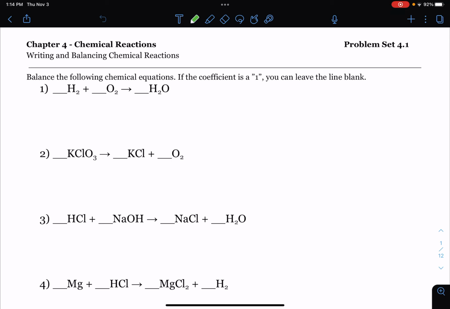You can see that you have 2 substances that are creating or forming one substance. This is a synthesis reaction. You can also call it a combination reaction. Problem 2 is a decomposition reaction because you have only one reactant decomposing into two separate compounds.